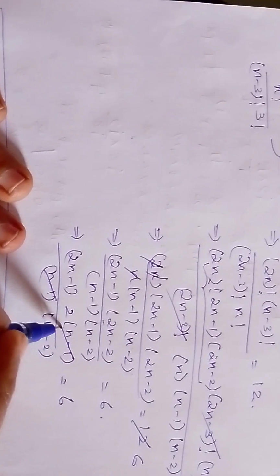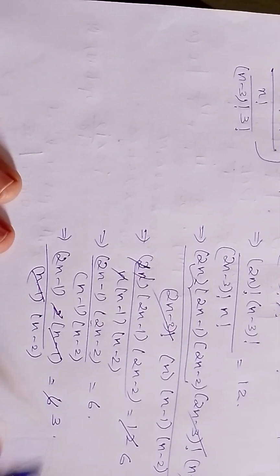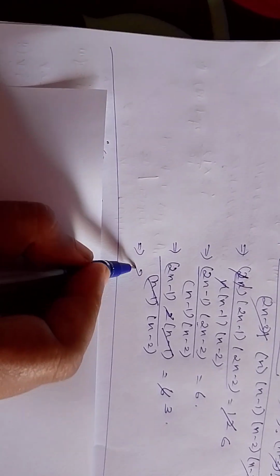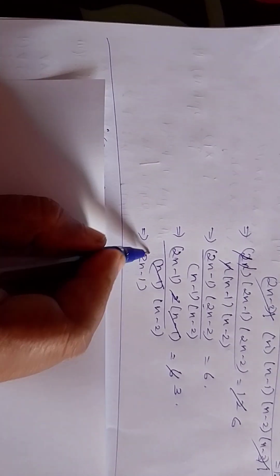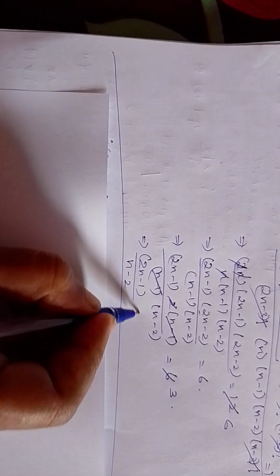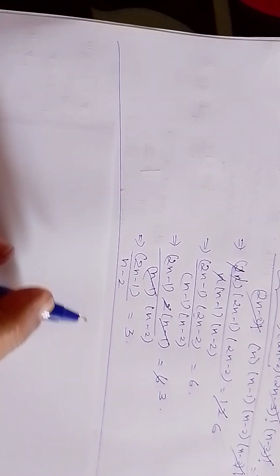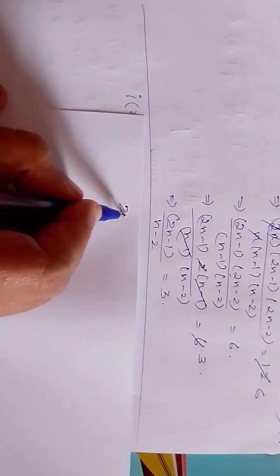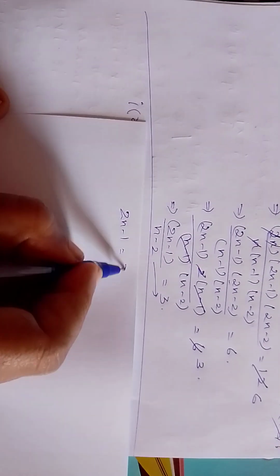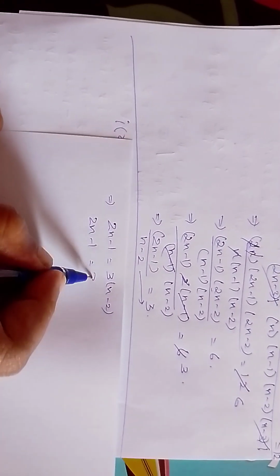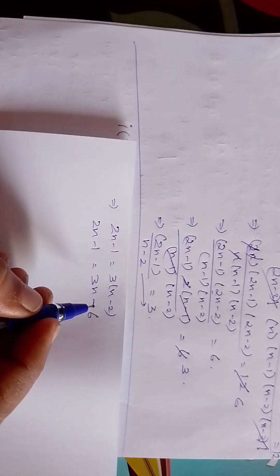I can cancel this n minus 1, 2 3s are 6. So now what I am left with: 2n minus 1 is remaining, in the denominator n minus 2 is remaining, is equal to 3. So we are going to simplify this. When we simplify, 2n minus 1 is equal to, we shift this here, 3 into n minus 2, right? So 2n minus 1 is equal to 3n minus 6, 3 2s are 6, correct?